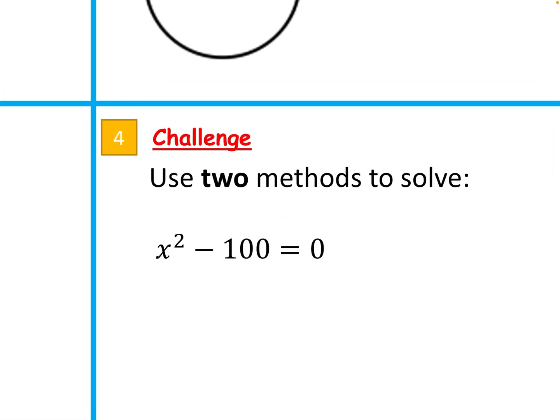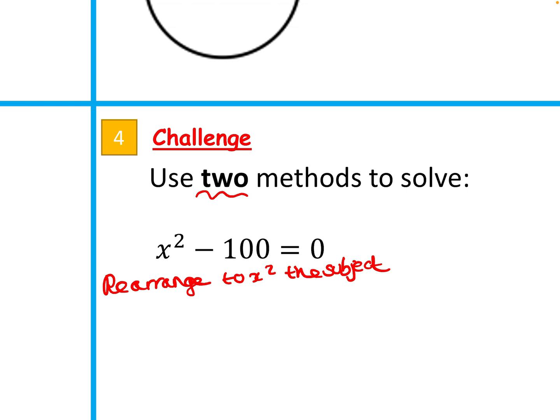I'd also like to have a look at this question down here. This asks me to use two methods to solve this equation. Now we have seen two methods. Method 1 would be to rearrange, and that's what we looked at in our first lesson back after Christmas. Rearrange to make x squared the subject.